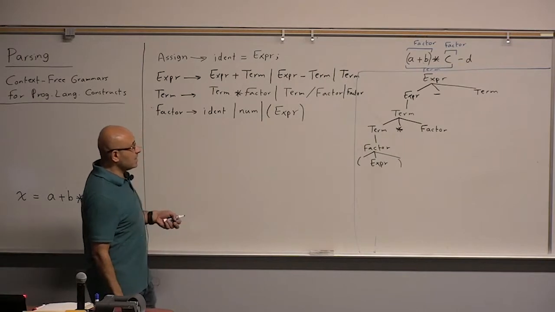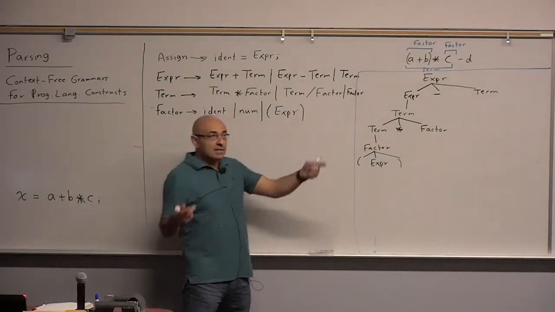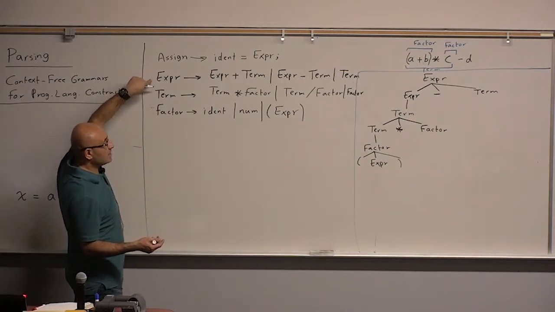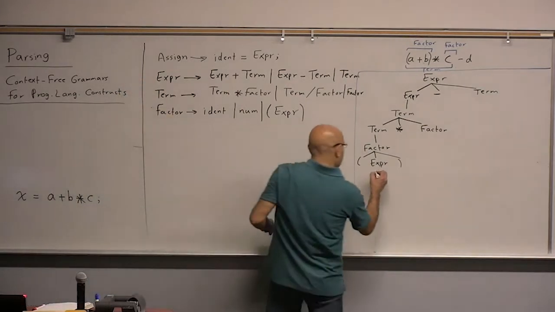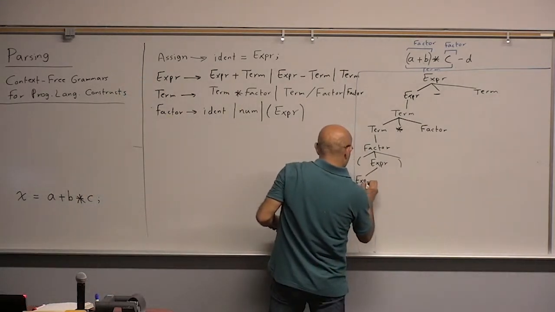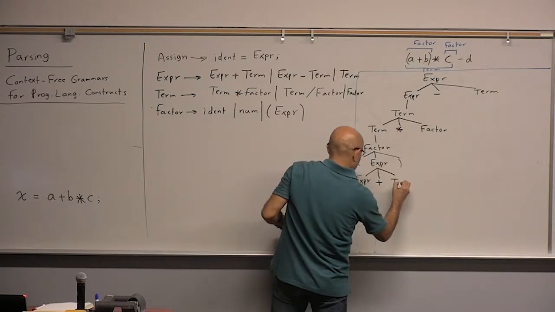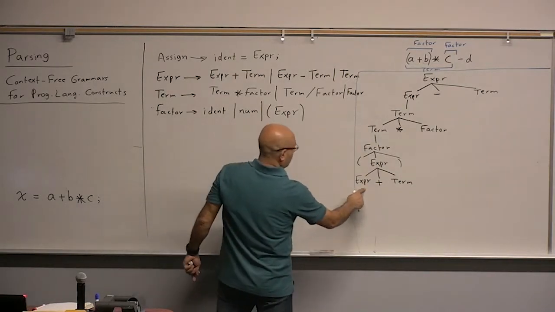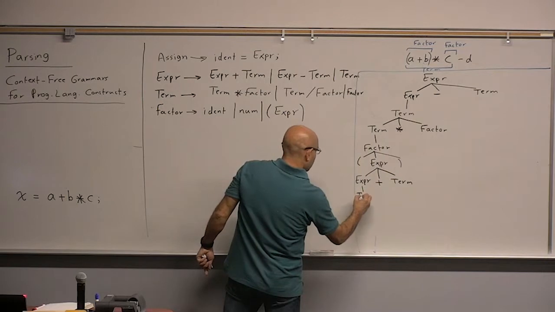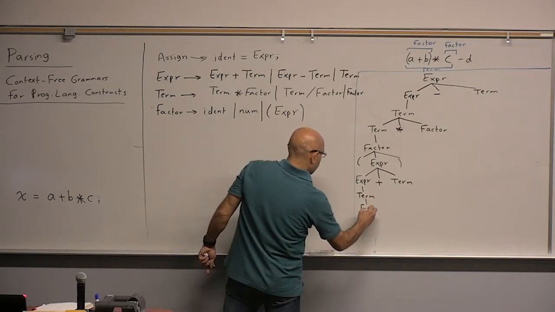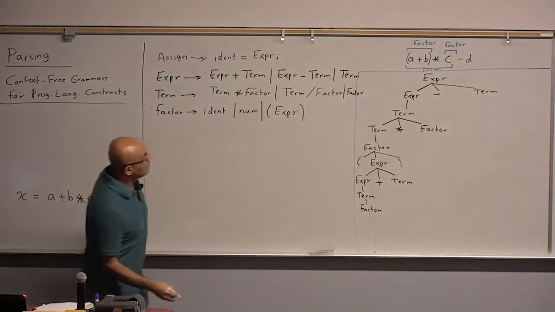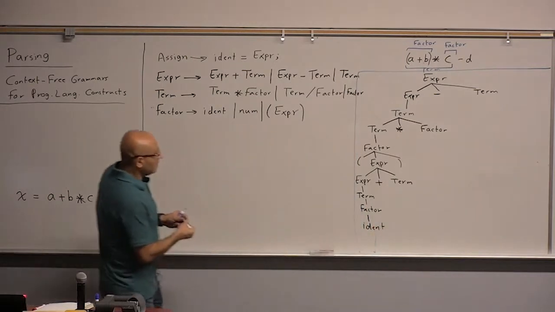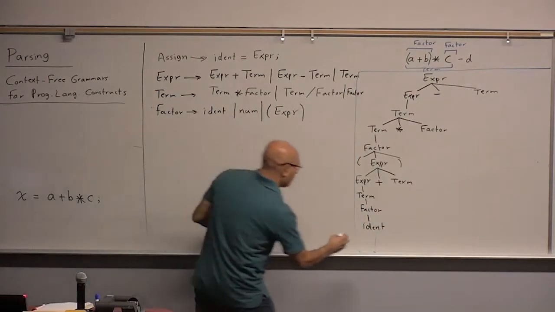So now for this expression, I will start substituting from the top, right? So I need to find a rule for this expression. And this expression is expression plus term. And this expression is just term and then factor. Yeah, exactly. Term, then factor, and this factor is an identifier, and this identifier is A.